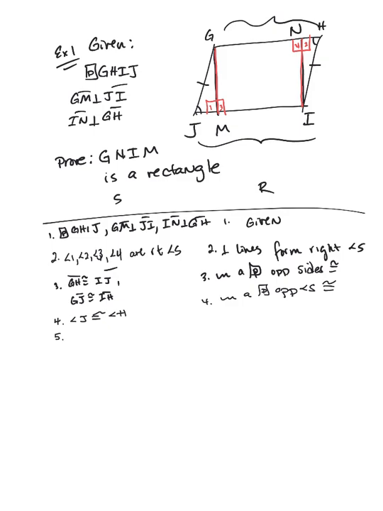So now I can say that angle 1 is congruent to angle 2, and that's because all right angles are congruent. So now I have enough information to prove that triangle JMG is congruent to triangle HNI. And my justification would be angle, angle, side.